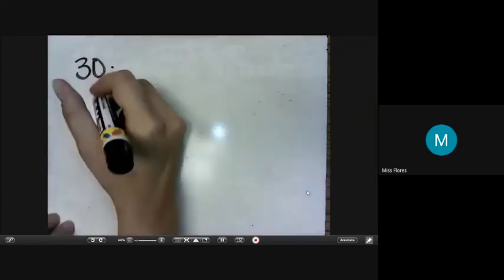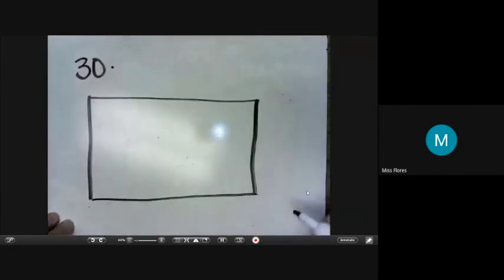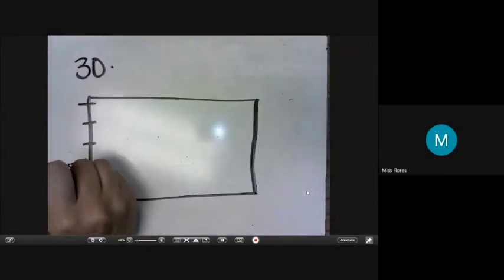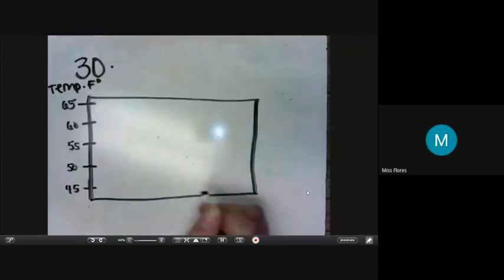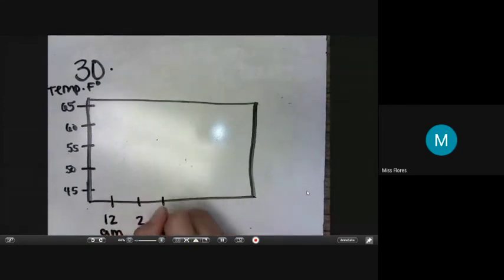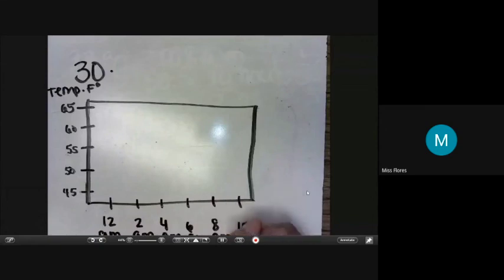So the way we can do that, we'll make our little chart right here. I made it really big so that you all can see. It looks like our lowest number is 48, so I'm just going to do 45, 50, 55, 60, 65. These are our temperature in Fahrenheit. And down here, we're going to do our time. So 12 a.m., 2 a.m., 4 a.m., 6 a.m., 8 a.m., and 10 a.m.